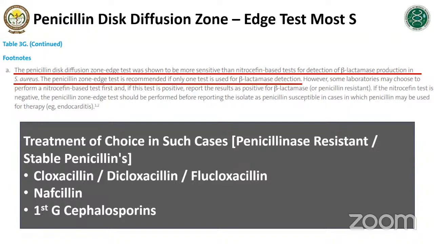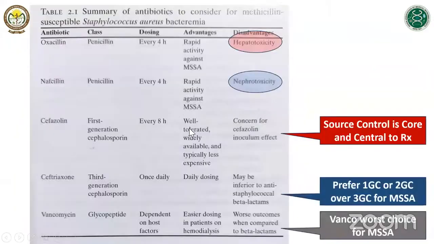When it comes to beta-lactamase enzyme detection, the penicillin disc diffusion zone edge test is the gold standard test. Now, what choices do we have for the penicillinase producing, beta-lactamase positive Staph aureus isolates? These are MSSA isolates which are beta-lactamase producing. So the options are oxacillin or nafcillin, which are the penicillinase stable penicillins.